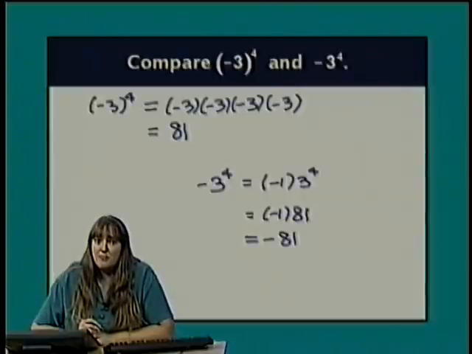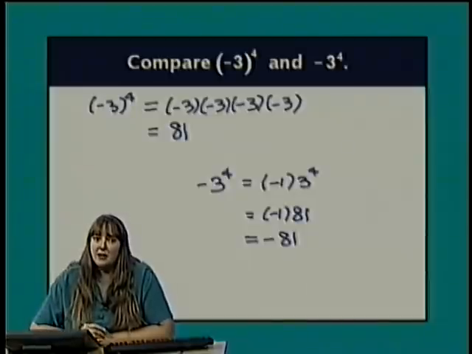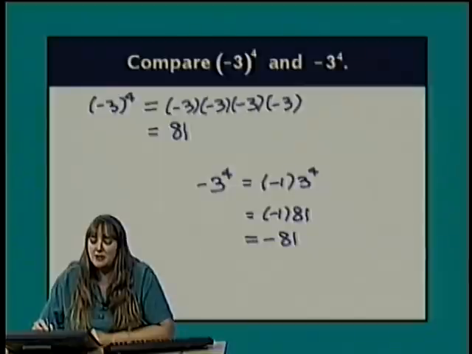Another way that you might be able to remember the difference between these two problems is with the parentheses, our base was -3. The exponent applied to the 3 and the negative symbol as well. When we have the opposite of 3 to the 4th, the exponent only applies to the 3, not the negative or the opposite symbol. So we exponentiate first, we find our 3 to the 4th first, and then we take the opposite of that.